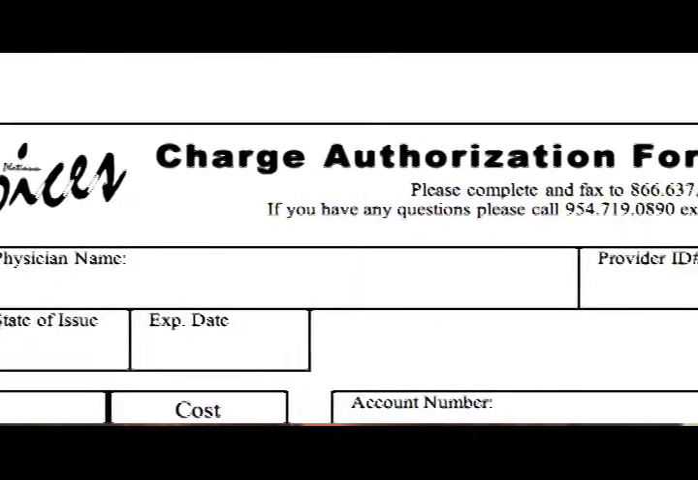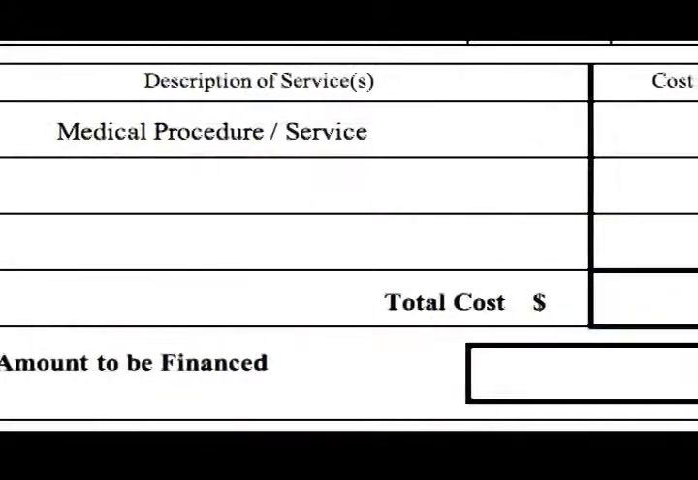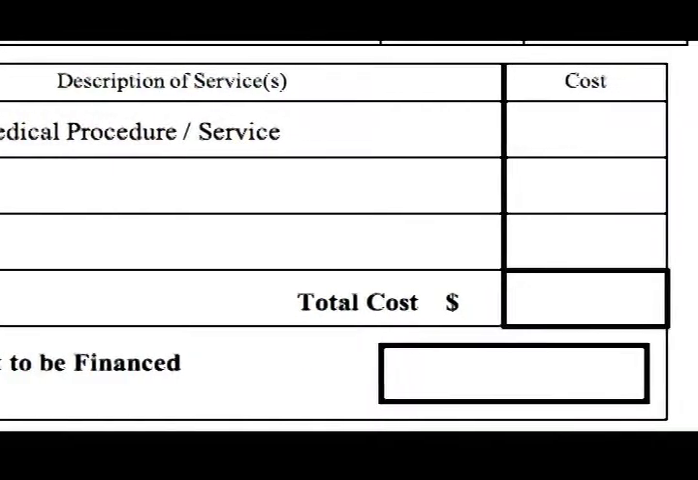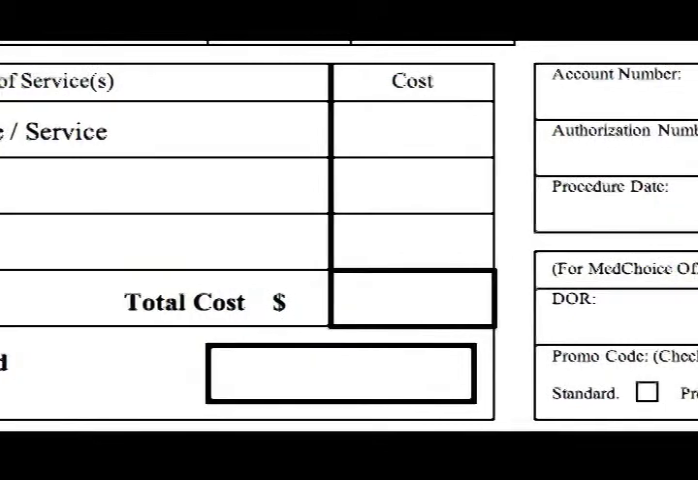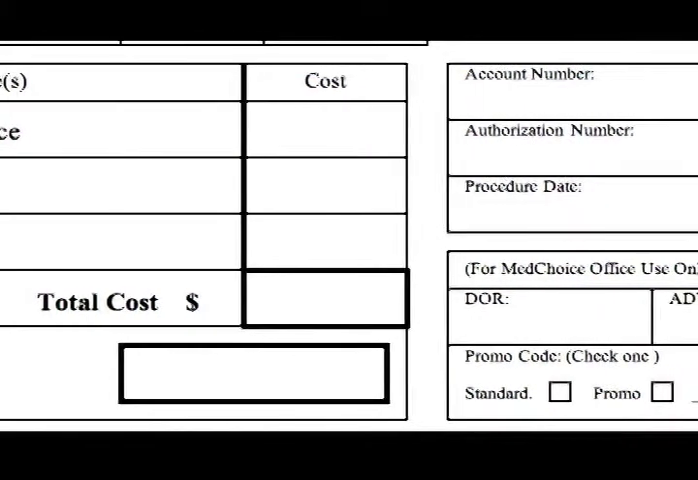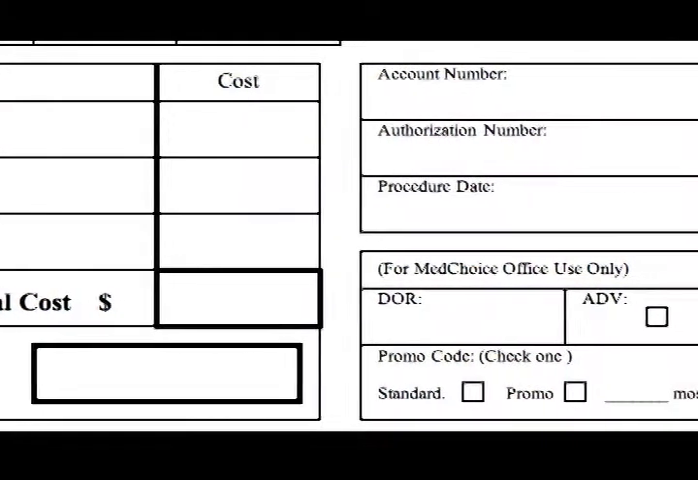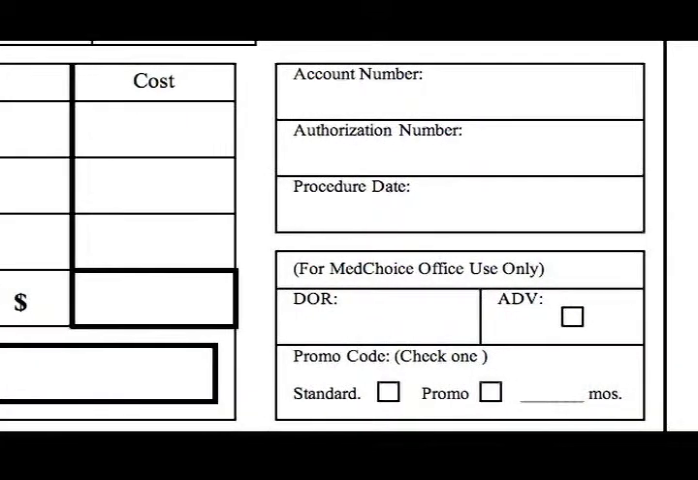The description of service and cost sections are straightforward. Make sure that the amount entered in the amount to be financed section is correct. We then move to the right, and the only thing you are responsible for filling in is the procedure date. We fill in the rest.